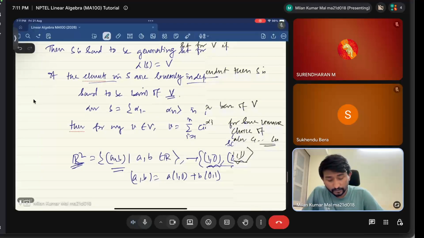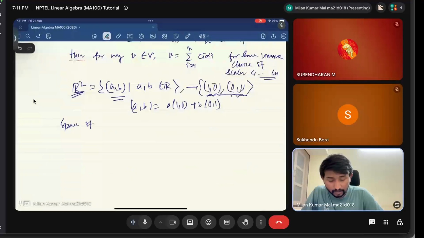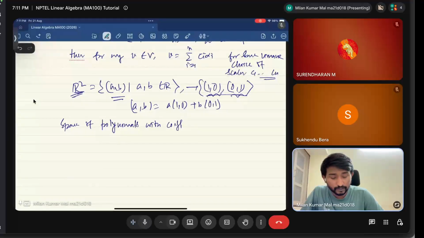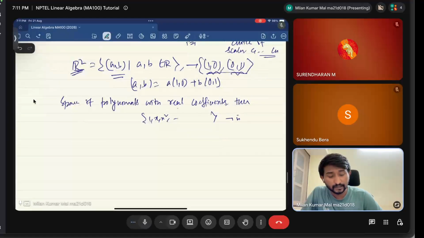Okay, for example, if you take the space of all polynomials with real coefficients, then the set 1, x, x square, all the way, this is an infinite set, is a basis. Okay, so this is what is meant by basis.